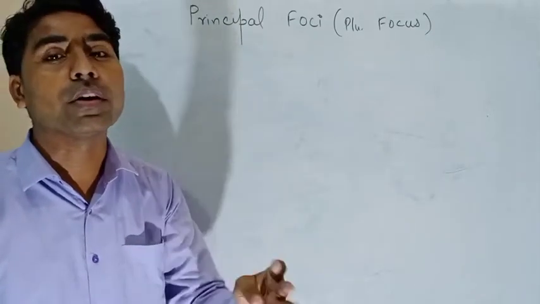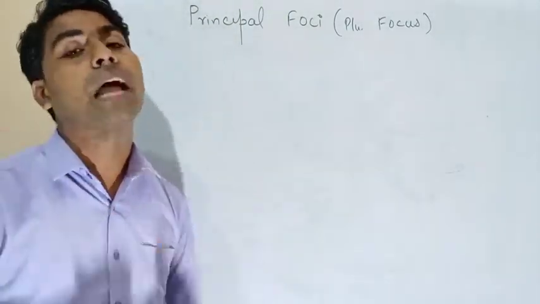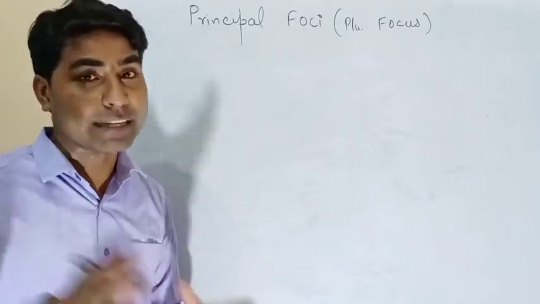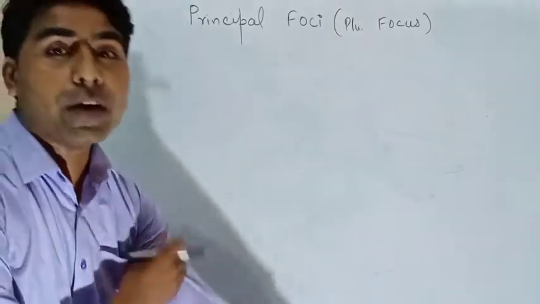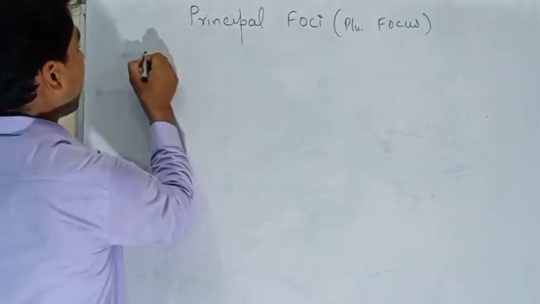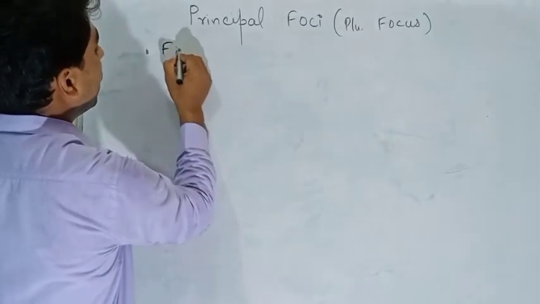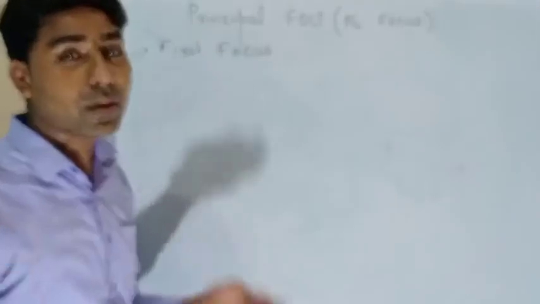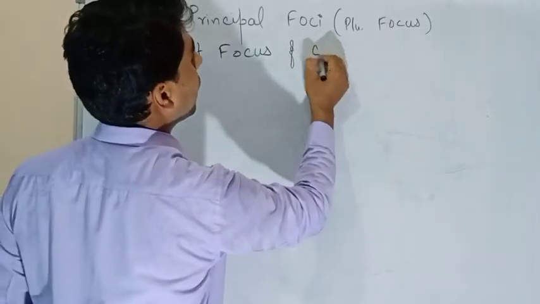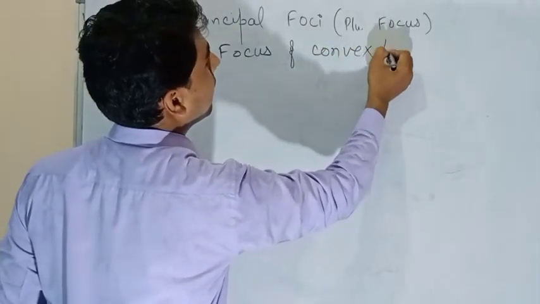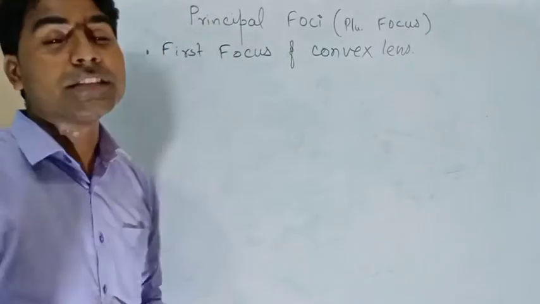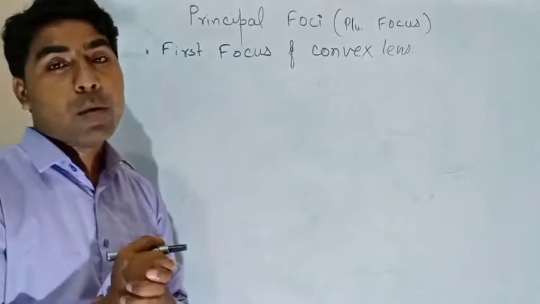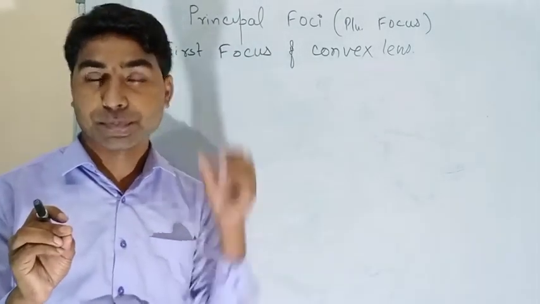In the convex and concave lenses, there are different types of foci and their positions are different. So let's see. First we take the first focus of the convex lens. But it is very important that we understand the definition of first focus. What is the first focus?